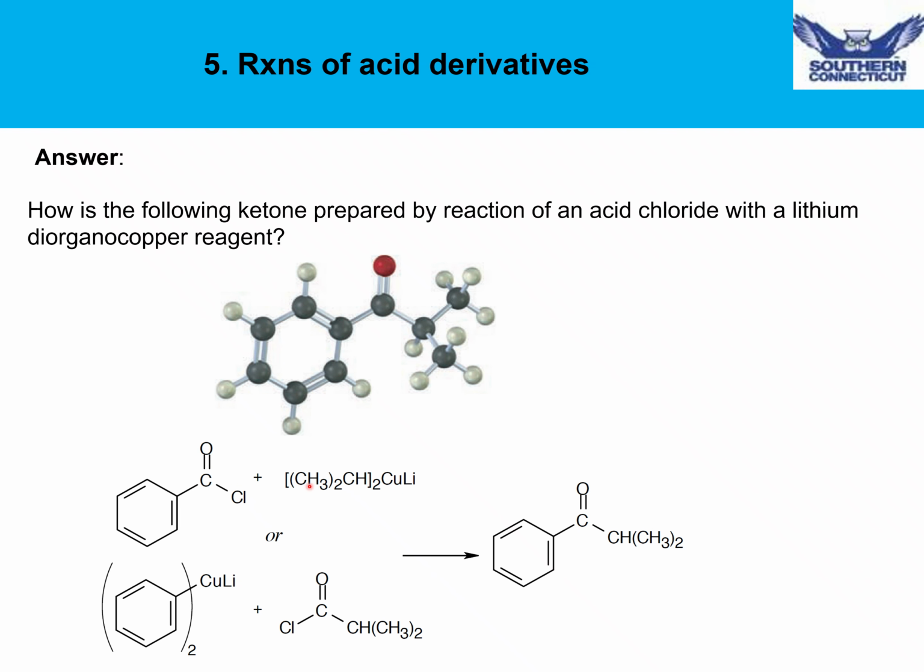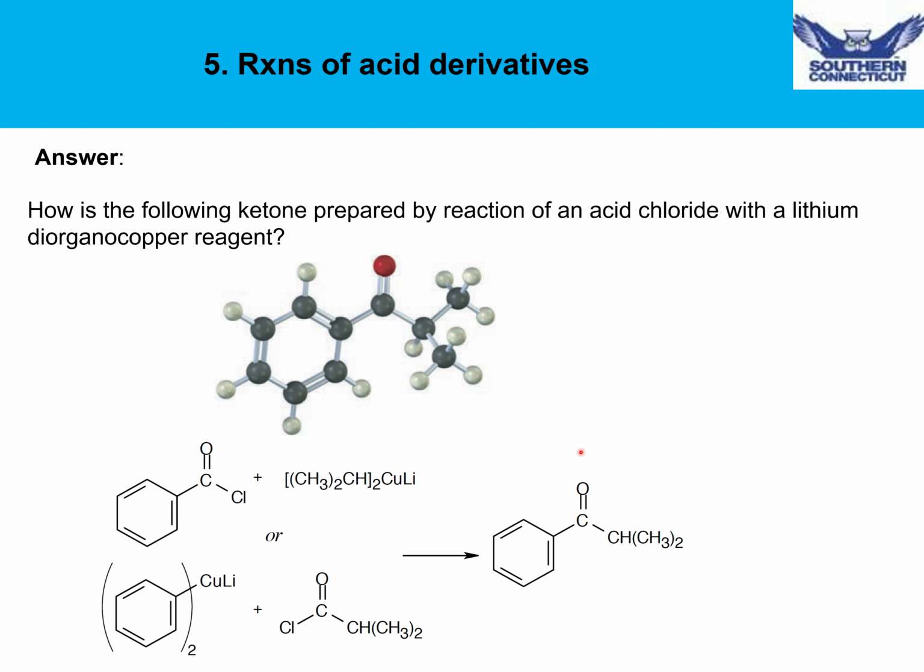In this question, we want to make a ketone from cuprate reaction on an acid chloride. This ketone is unsymmetrical. It has what looks like an isopropyl group on the right side. It has a phenyl ring on the left side. So we're looking at this ketone.